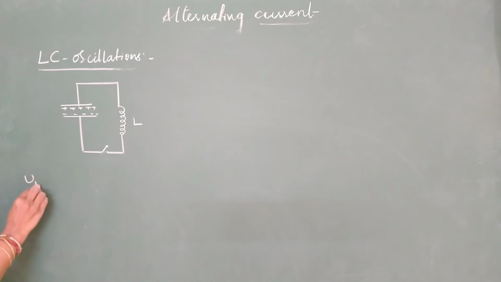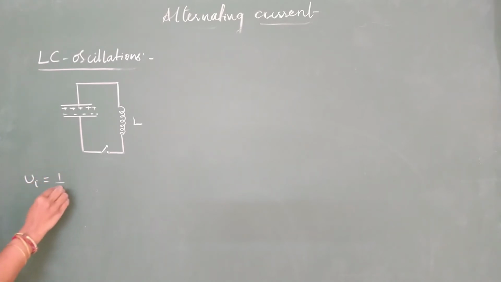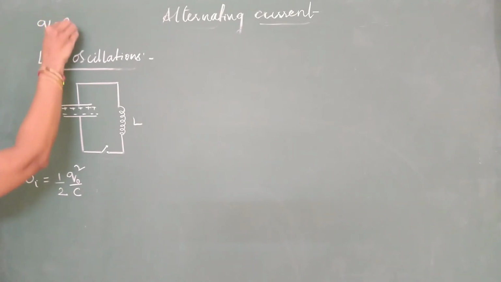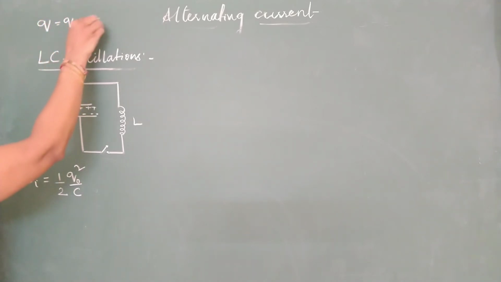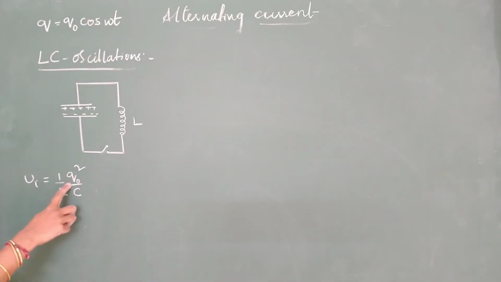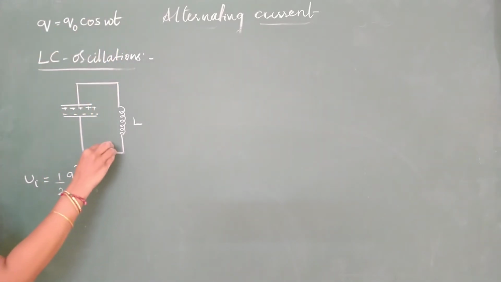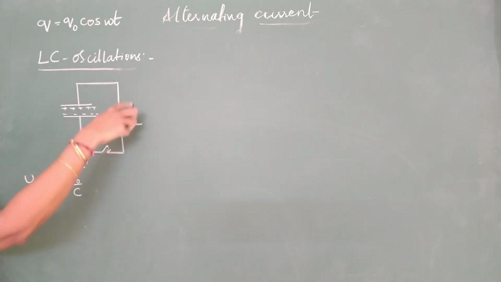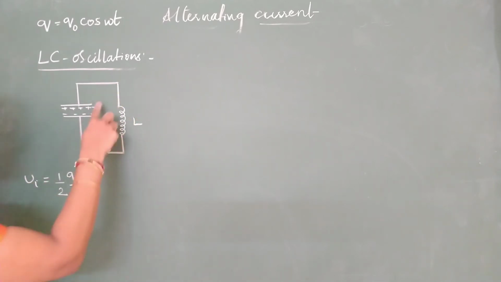What is the initial energy of the capacitor? Half Q naught square divided by C. Q naught, I am assuming it as the initial amount of charge. Hope you remember, just now we have proved that Q is equal to Q naught cos omega t. Initially, the charge on the capacitor is Q naught. So then what would happen as you close the switch? Capacitor discharges and inductor is getting some current. So inductor is getting charged.